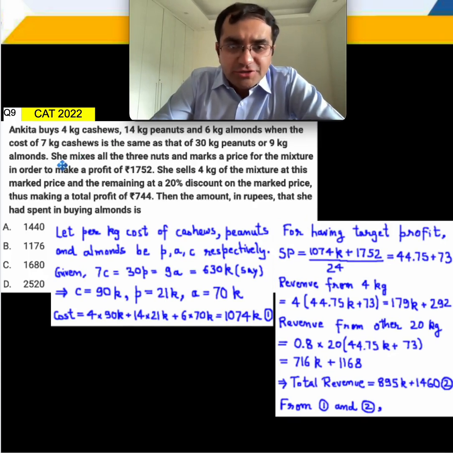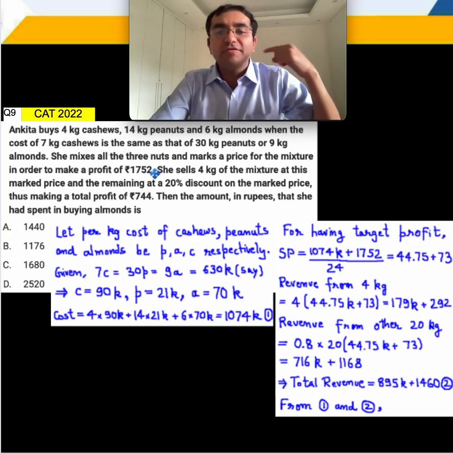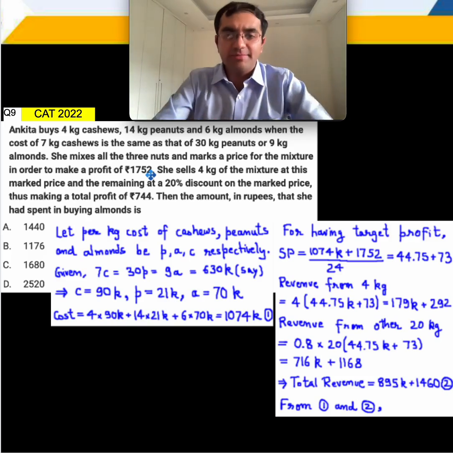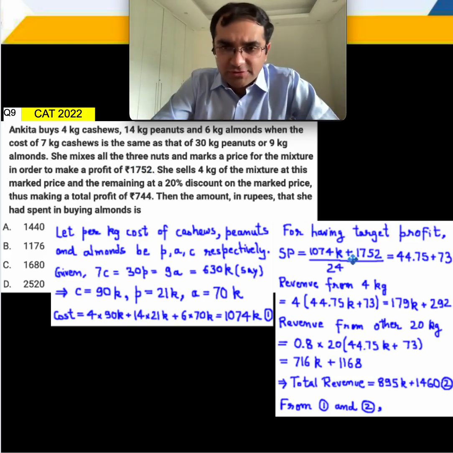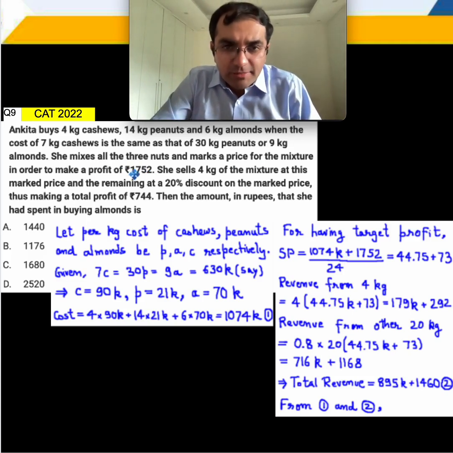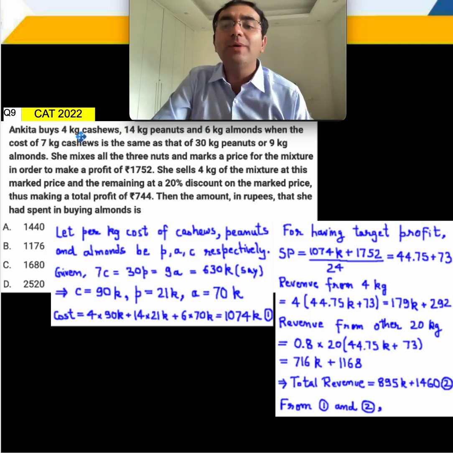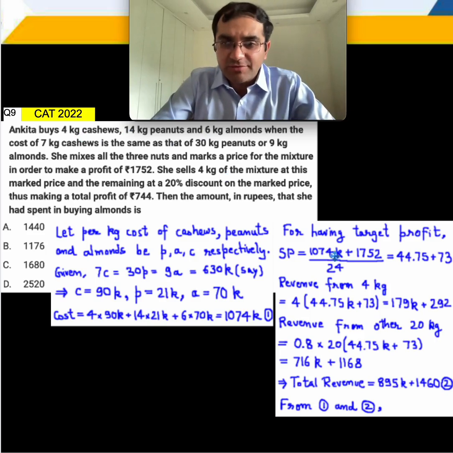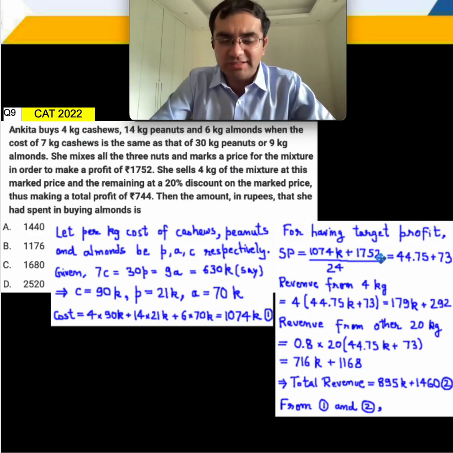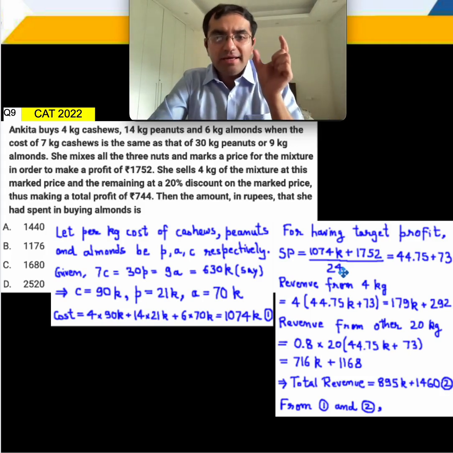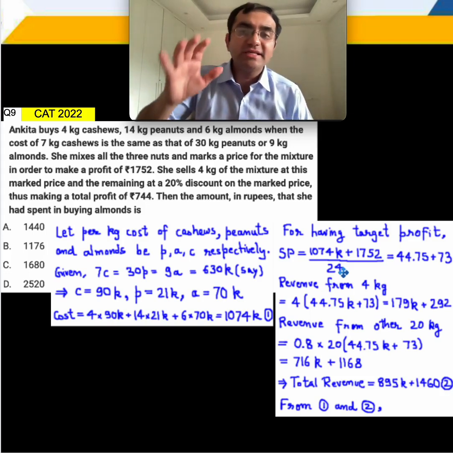Now what did she do? She mixes all the 3 nuts and marks a price for the mixture in order to make a profit of 1752 rupees. What will be the marked price now, or selling price? Selling price is going to be cost price 1074K plus the profit 1752. This is for a total of 14, 6 and 4, 24 kg. 24 kg का selling price आ गया 1074K plus 1752. So you divide by 24 to get the per kg selling price, or in this case the marked price.